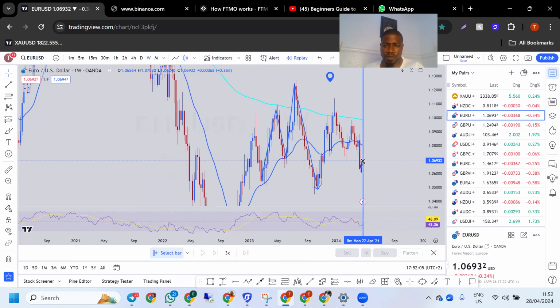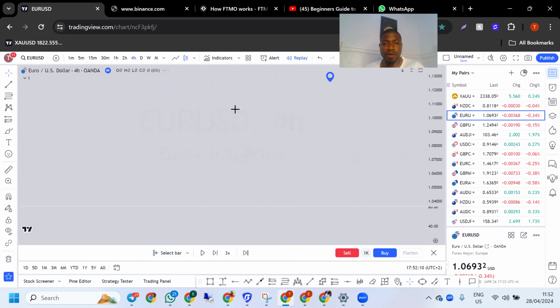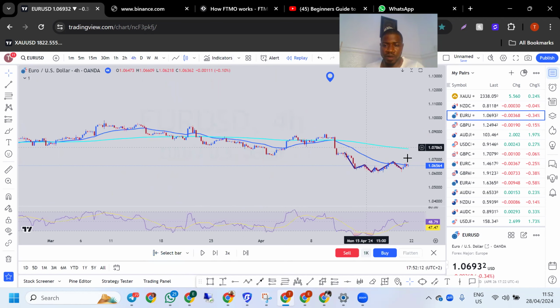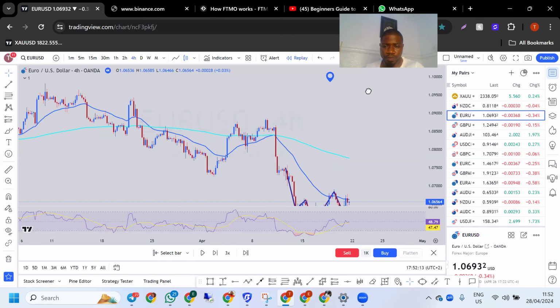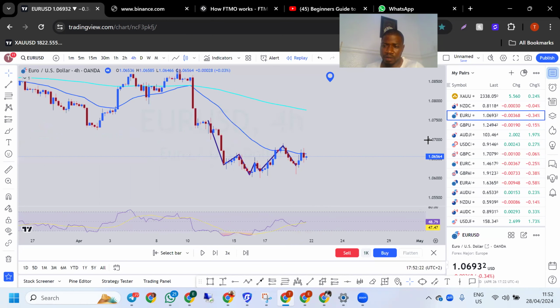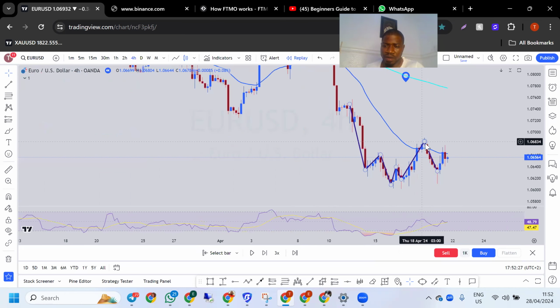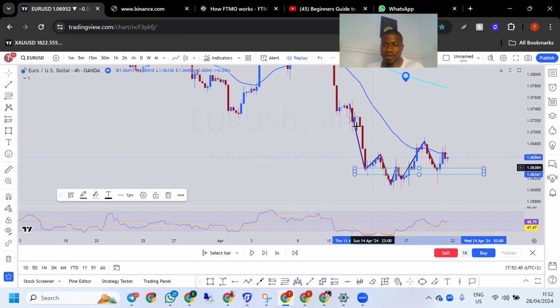I caught this before, but I was trying to tell you guys how I caught my trade for last week. Okay, so right here we can see that market made a higher high. Market made a higher high, and why I actually took a trade was because of this. You can see an inverted head and shoulder.